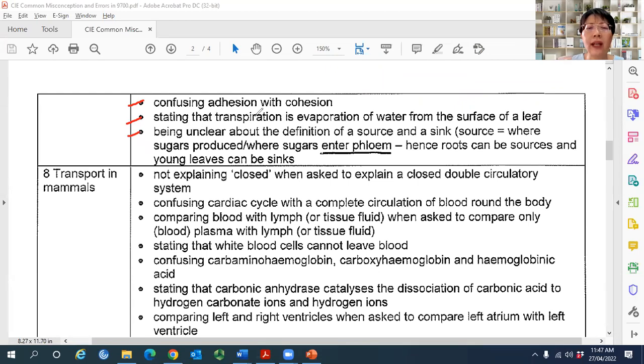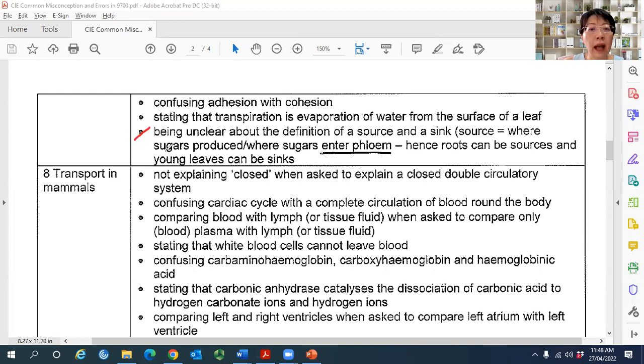Of course, another place transpiration can occur is in the lenticels. Lenticels are the openings at the stem for gaseous exchange, and because of that opening, water vapor can be lost from the surface of the plant through the stem. So that one is also transpiration.